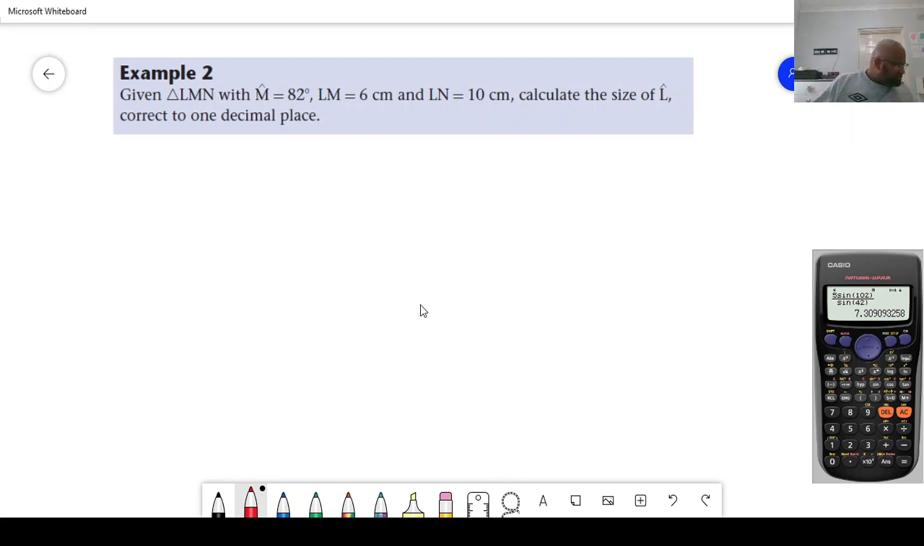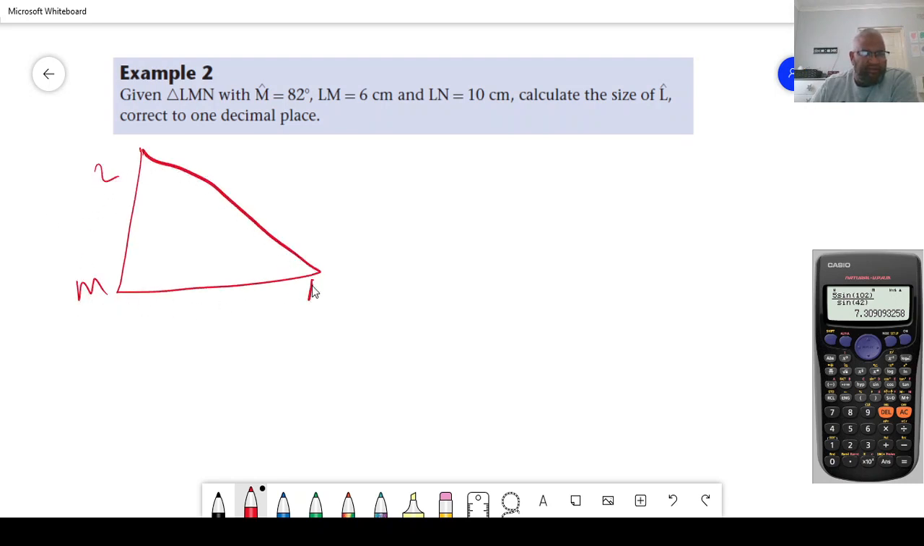Okay, so in example 2 on page 342, we are given triangle LMN, with angle M being 82 degrees. LM, which is this length here, is 6 centimeters. LN is 10 centimeters. So you see there are two lengths and a non-included angle. Calculate the size of angle L.